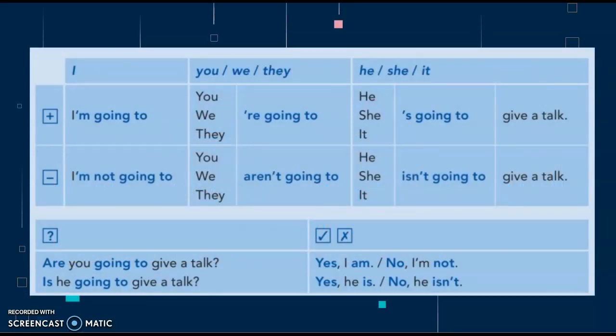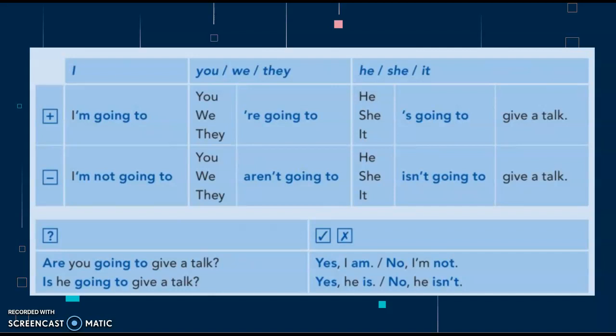How do we form the structures with be going to? In affirmative sentences, as usual, start your sentence with the subject. Then add the conjugated form of the verb to be. After that, use going to. Then add the verb in the infinitive. And if it is necessary, include the complement and end your sentence with a period. For example, I'm going to give a talk. We are going to give a talk. She's going to give a talk.